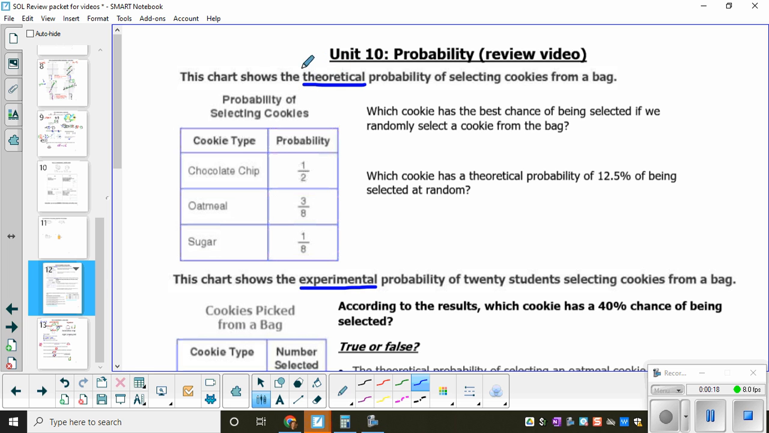Now, first thing I want to point out is that the theoretical probability is a lot like your hypothesis in science. It's what you think is going to happen. And then the experimental probability are the results, what actually did happen, okay?